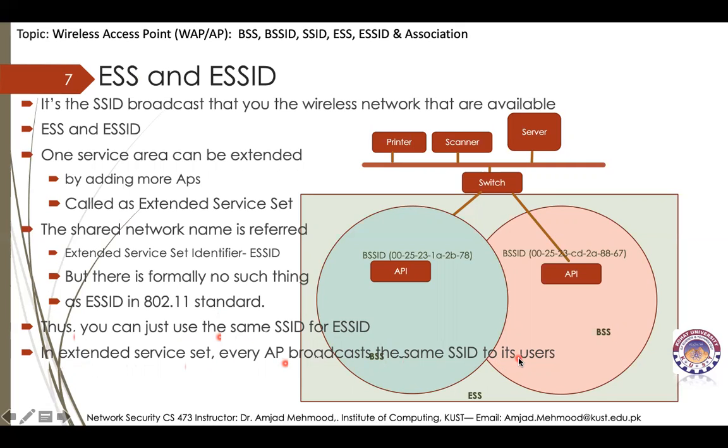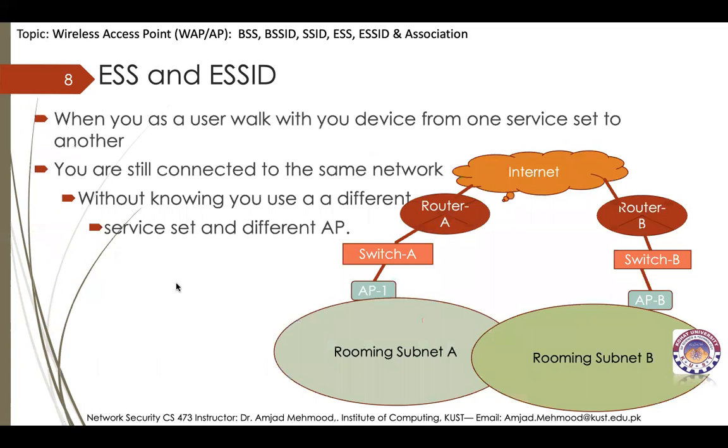As we defined, if you have an access point with the SSID of a single BSS, you can move to another BSS easily. I will define that in a while in my coming slides. So with ESS and ESSID, when you as a user walk with your device from one service set to another, you are still connected to the same network without knowing you use a different service set and a different AP. For example, if you are here and you are moving to another BSS, you will remain connected.